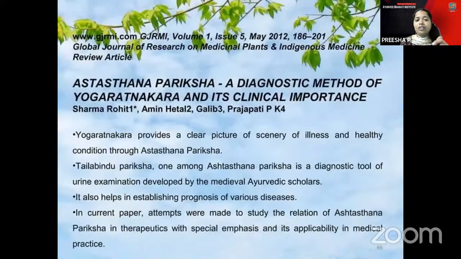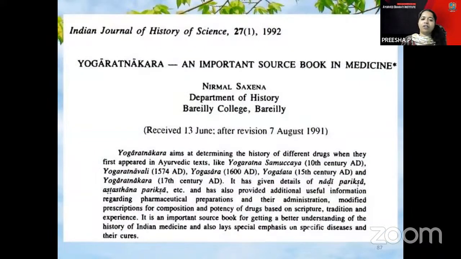These are some of the research articles, like Ashtasthana Pariksha for the diagnostic method of Yoga Ratnakara and its clinical importance. These are the areas where some questions regarding Yoga Ratnakara are asked, regarding Taila Bindu Pariksha for the prognosis of diseases. In the current paper, attempts were made to study the Ashtasthana Pariksha mentioned there, with special emphasis on applicability in medical practice. This is about the Yoga Ratnakara, mainly the book in medicine. Yoga Ratnakara is a 15th century book, Yoga Sara 16th, and Yoga Shata 15th century AD, Yoga Ratnakara 17th century AD.